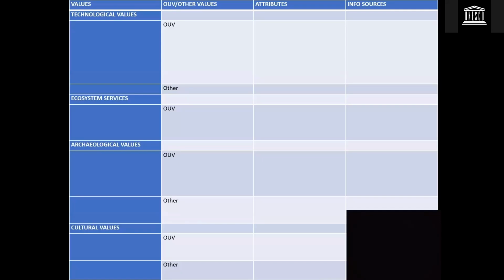So in order to keep track and ensure nothing is missed, we can summarize the information we've collected so far into a table. So we have our values and the associated attributes listed. We identify whether they are directly linked to the outstanding universal value or to other types of heritage, national, regional, local.